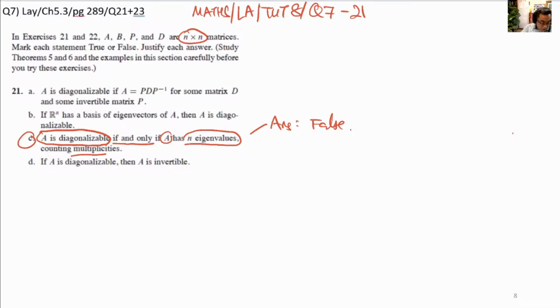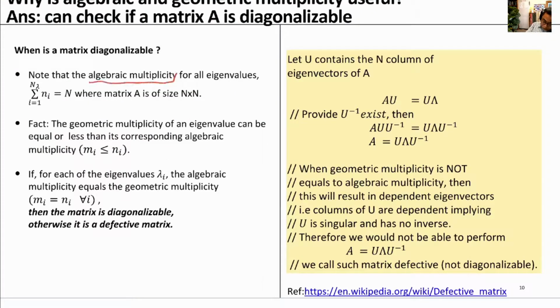Let's go to the slide 8.1.3, slide page number 10, to see one explanation why this answer is false. Here, the algebraic multiplicity, meaning the number of eigenvalues, will always be equal to n. The geometric multiplicity, counting how many eigenvectors there are, may be less than or equal to n. It is the geometric multiplicity that is important. If we can have the geometric multiplicity equal to the algebraic multiplicity for all i, then the matrix is diagonalizable.